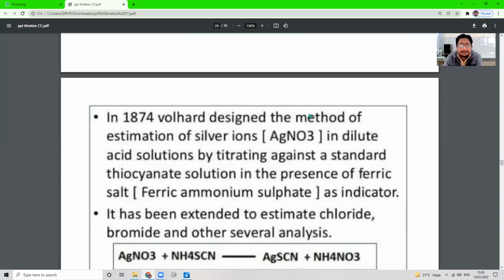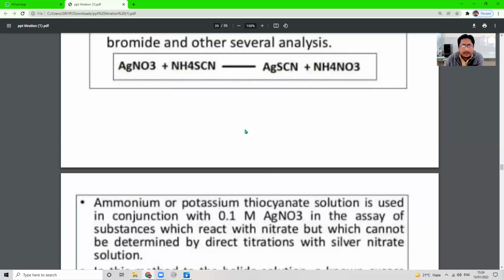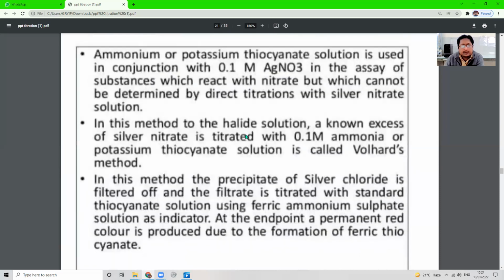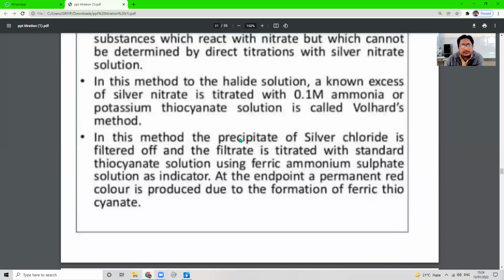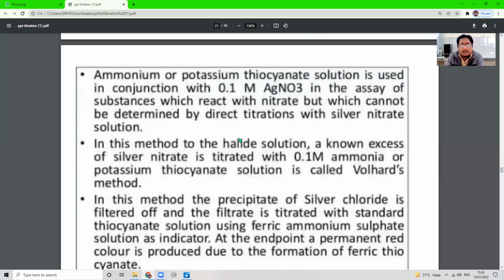In this titration, we can estimate chloride, bromide, and several other analytes. Ammonium and potassium thiocyanate solution is used in conjunction with 0.1 M AgNO3 in the assay of substances which react with nitrate, but which cannot be determined by direct titration with silver nitrate. Already I have told you that this is an example of back titration. Okay, this is not a direct titration, it's a back titration.